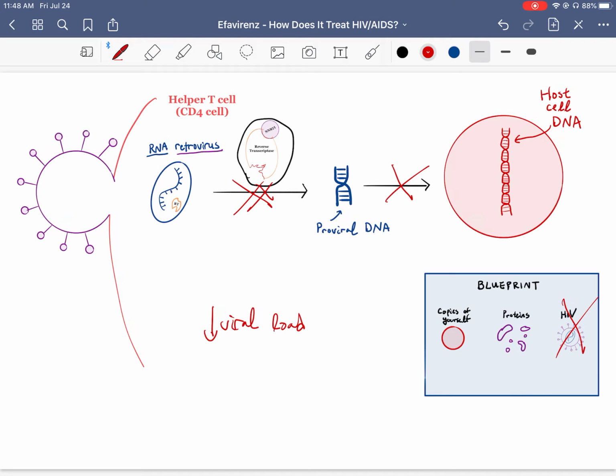Our viral load is controlled because we've reduced the number of host cells that are rapidly creating the HIV that will then in turn infect more of our host cells, causing the rapid proliferation of HIV.